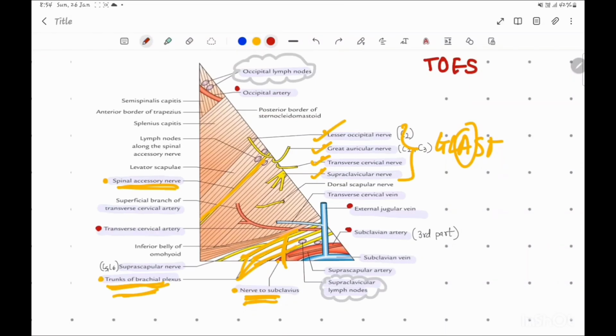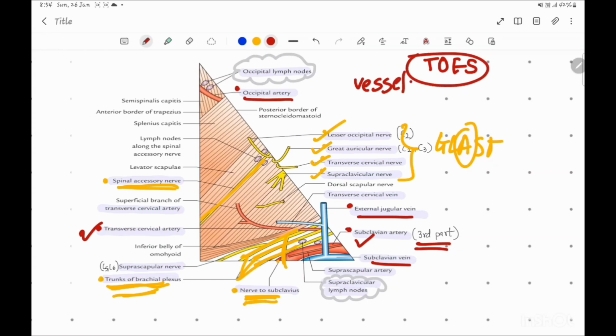Then let us talk about the arteries and veins, the vessels that we have. First is the transverse cervical artery. Then we have the subclavian artery, especially the third part of the subclavian artery. Also the subclavian vein is present. Then you have the external jugular vein and occipital artery. To remember all the vessels, I've made a mnemonic, that is TOES. T is transverse cervical, O for occipital artery, E for external jugular vein, and S for subclavian artery and vein. That is how you can remember the vessels.